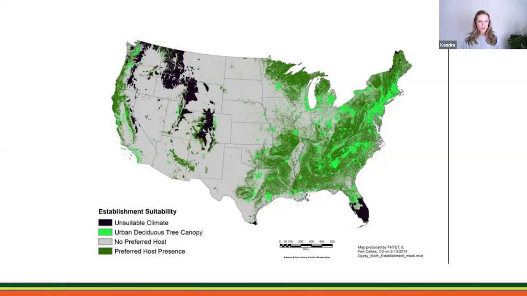These are areas throughout the country where both a major urban environment exists and the overstory has deciduous trees in it. Again, these deciduous trees are what the spongy moth really goes after, and it's what they prefer. In gray, we see that there is no preferred host present. This doesn't mean that the insect cannot be introduced or even establish a population. It's just that it's less likely to cause a lot of defoliation because the preferred host is not there. And then finally, in dark green, we see the preferred host present. And as we can see, that covers much of the US.